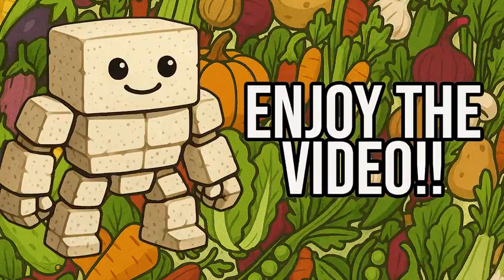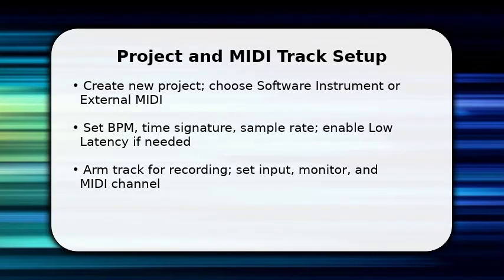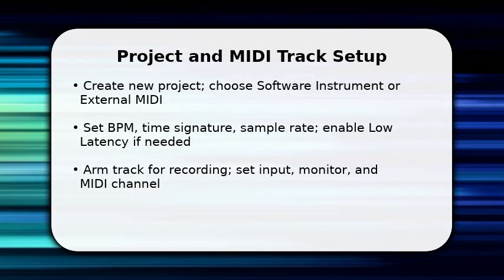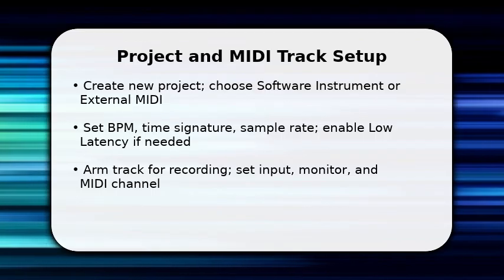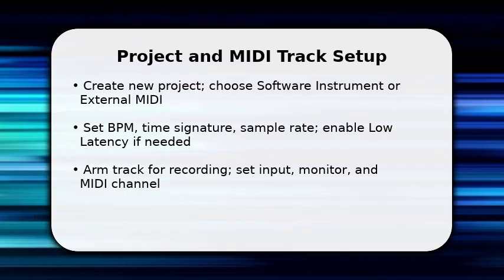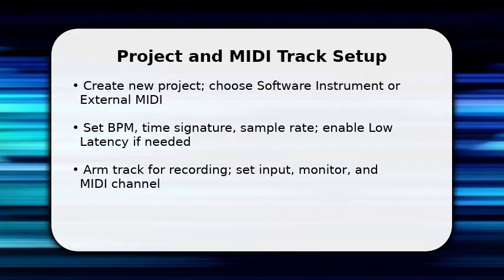Please enjoy the video. You start by creating a new project and adding a MIDI track configured for a software instrument or external synth. Set tempo and time signature so quantize and grid align correctly. Once done, confirm sample rate and enable low latency for tracking. Arm the track, choose the MIDI input and channel, and engage input monitoring. This ensures you hear the instrument and capture clean MIDI data, which matters because timing and channel routing determine how your notes map to sounds downstream.